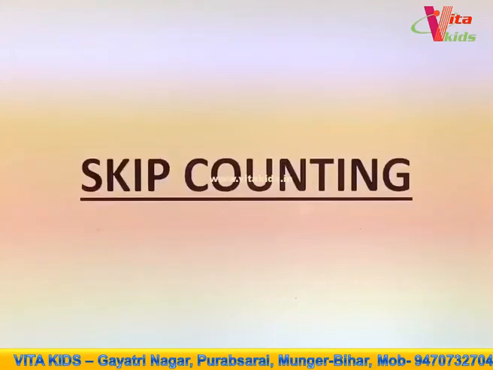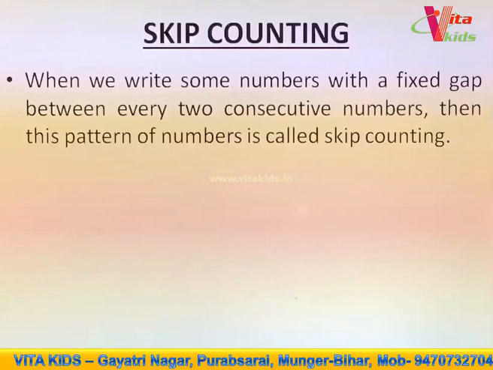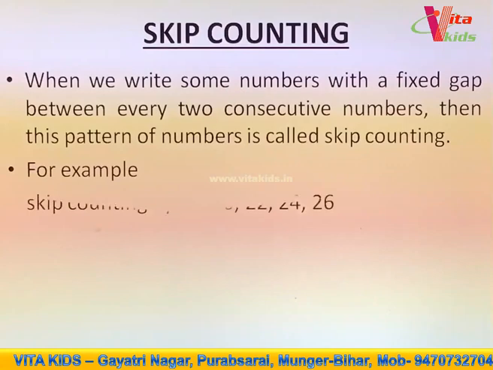Skip counting. When we write some numbers with a fixed gap between every two consecutive numbers, then this pattern of numbers is called skip counting. Let us take an example. Skip counting by 2. Here we have 20. We add 2 to it, we get 22. Then we add 2 to 22, we get 24. Then we add 2 to 24, we get 26.